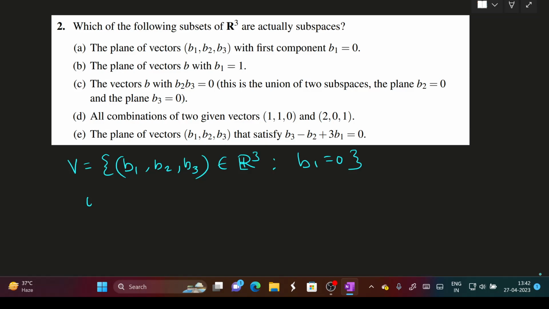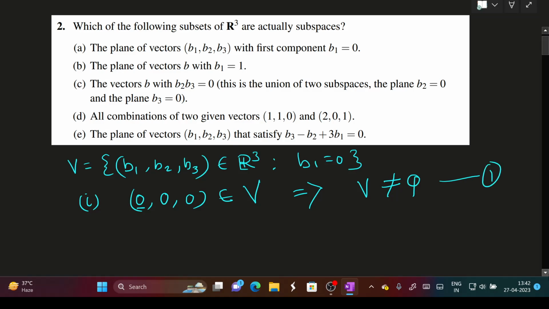So first condition I will verify, that is the 0 vector. Here the 0 vector has first component 0. All the elements of this set V are the vectors whose first component is 0. So here 0 is a vector whose first component is 0, hence it belongs to V. That implies V is not empty. It has some vectors inside it. So it is the first property.